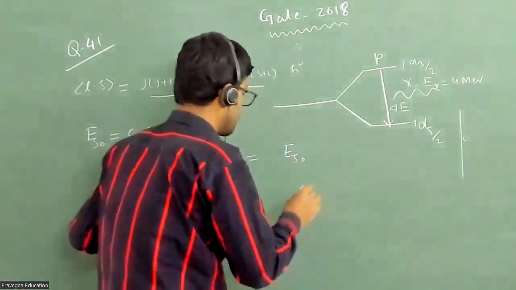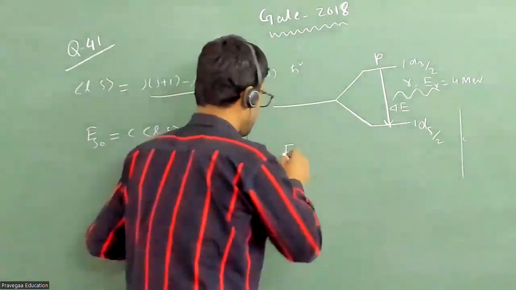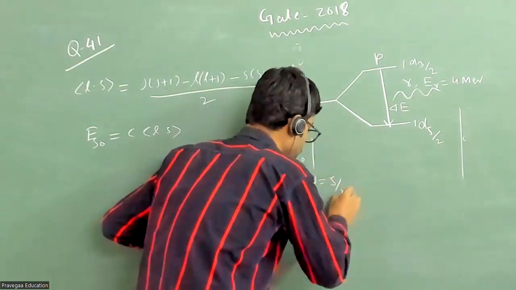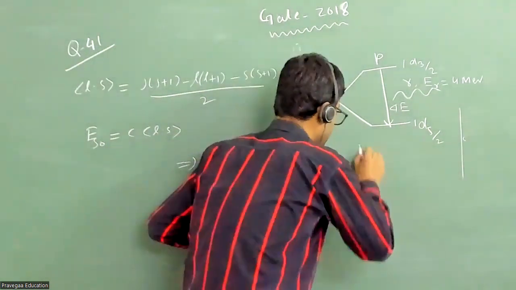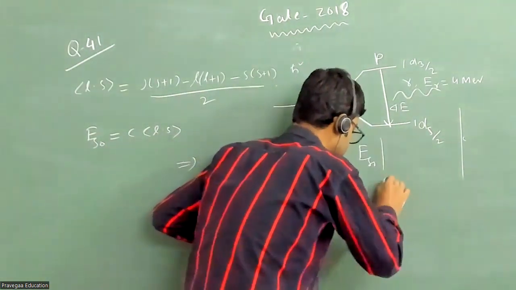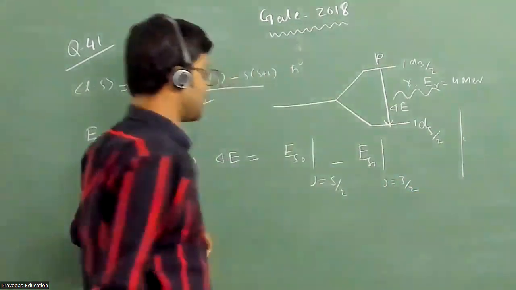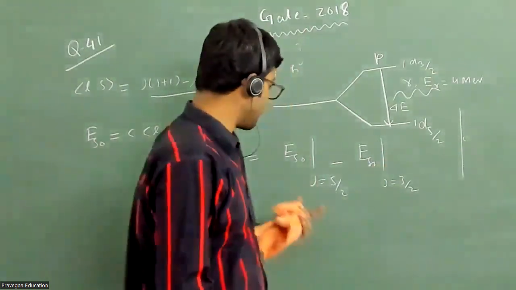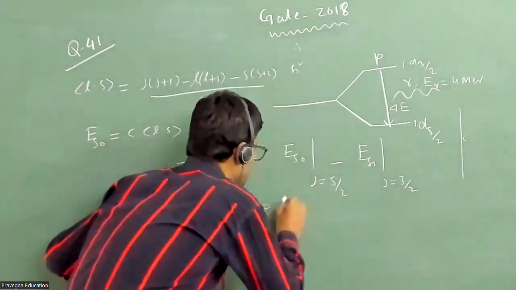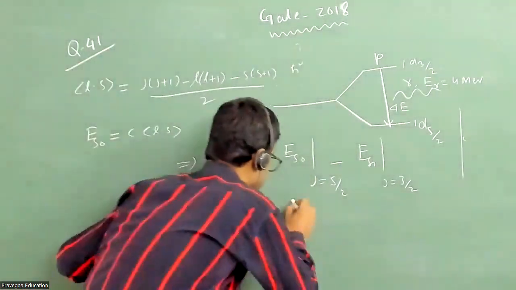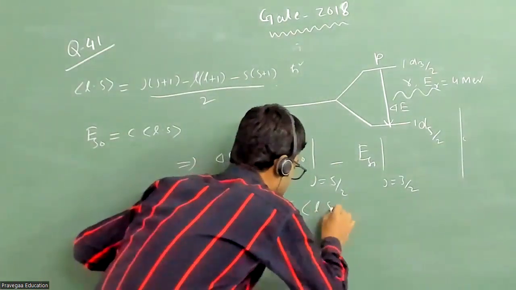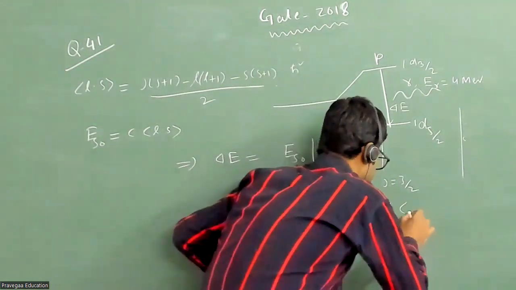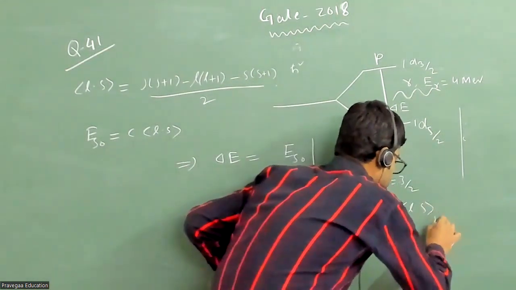E_SO for J equals 5/2 minus E_SO for J equals 3/2. Both states have the same L and S, so that difference will arise because of what? E_SO you can write as C L·S: C times the expectation value of L·S for J equals 5/2, minus C times the expectation value of L·S for J equals 3/2.